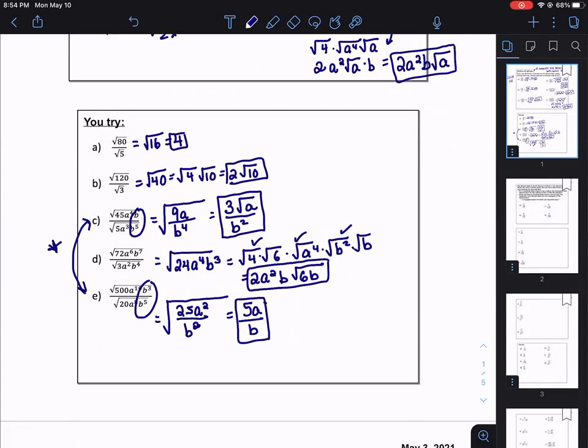Okay, so at this point, please let me know if there are any questions. And then we're going to go into our second piece, which is going to be a little bit more tricky. So I'm going to model a bunch for you, and then you guys will have an opportunity to try some without me.